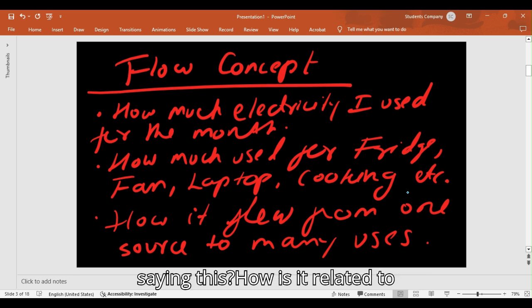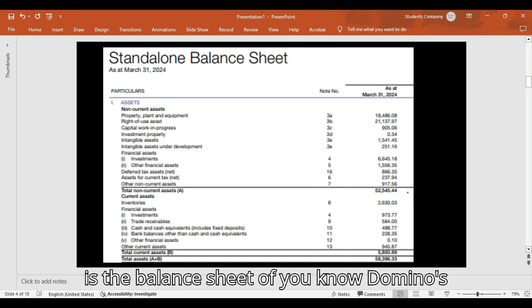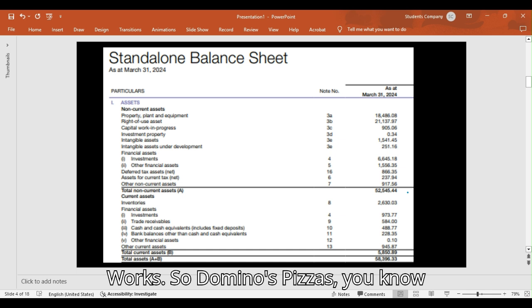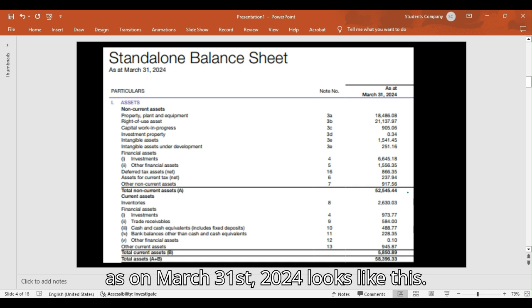Now, why am I saying this? How is it related to companies? Look at this. This is the balance sheet of Domino's Pizza. It is known as Jubilant Foodworks. So Domino's Pizza's balance sheet as on March 31st, 2024 looks like this.